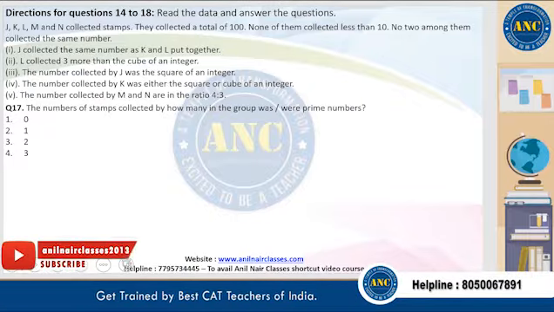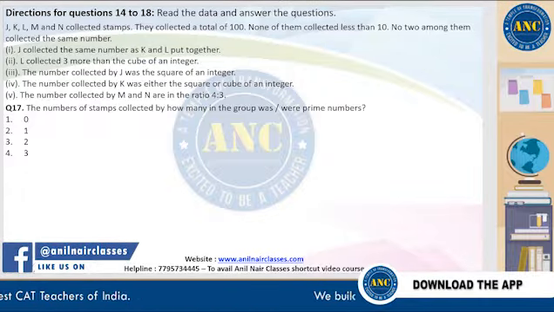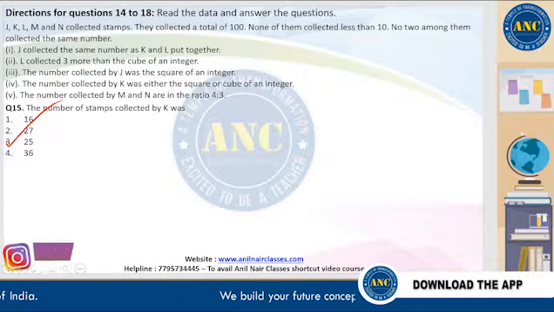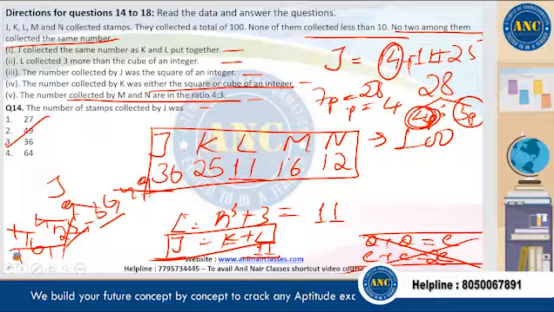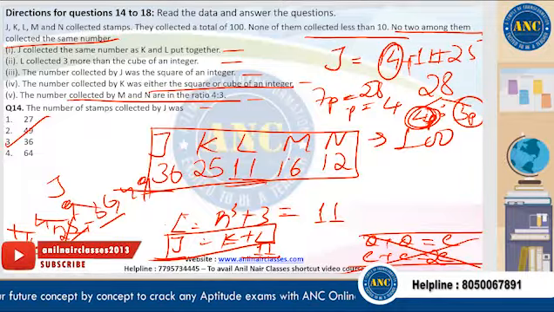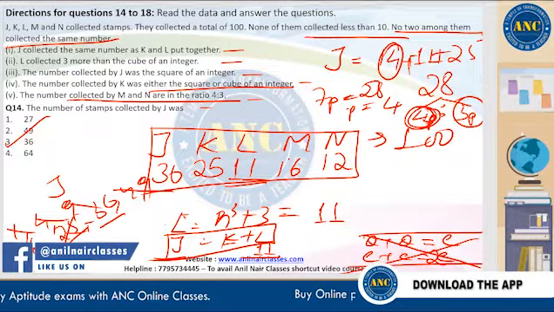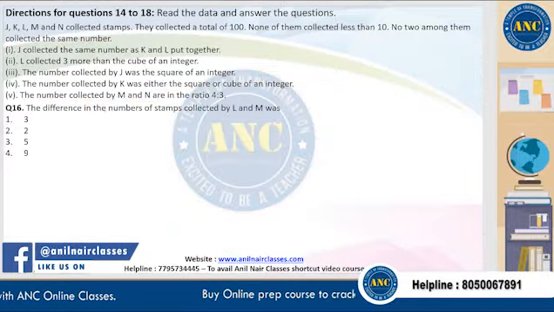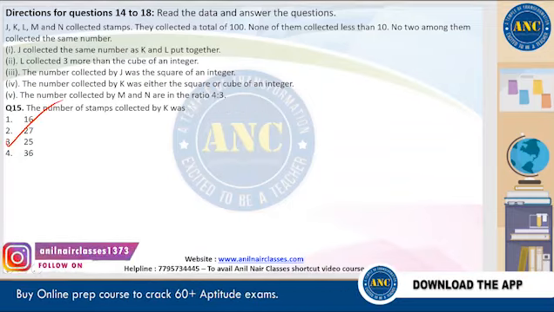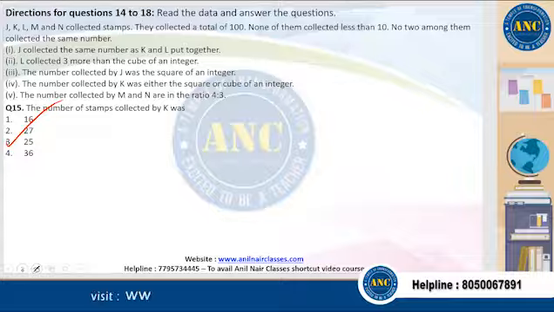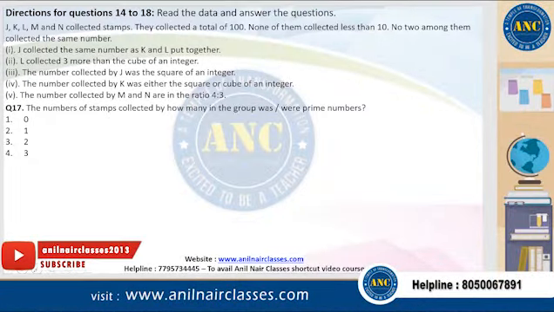Please put your answer in the chat window. The number of stamps collected by how many in the group are prime numbers? You should notice that we can identify only one prime number, which is L, and L is equal to 11. So that's a simple question here. Number of prime number stamps, with prime number only 1. We didn't do this question, so let's finish the prime number.